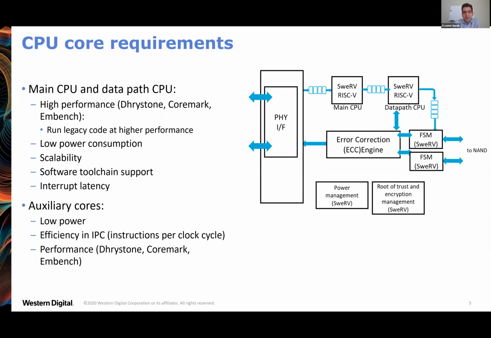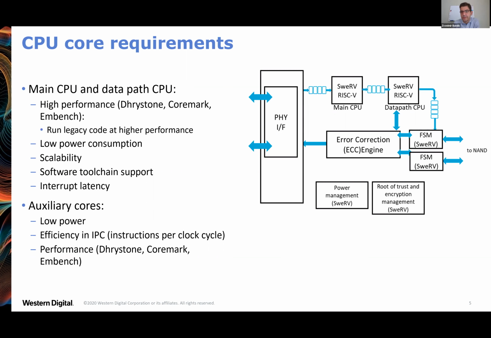So what are then the CPU core requirements? On the main CPU and datapath CPU on the upper part of this diagram, these are high performance, typically evaluated on Dhrystone, CoreMark, or MBench benchmark. And this is important because you want to run legacy code at a higher performance. You had your previous core, you had a certain performance level. If you're upgrading the hardware, the expectations are that power will not go up, but you'll be able to run it faster. Low power consumption is always the key. Scalability is very important if you want to actually have schemes to bring more cores, for example, with cache coherence.